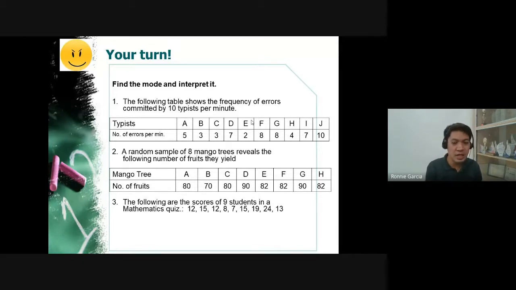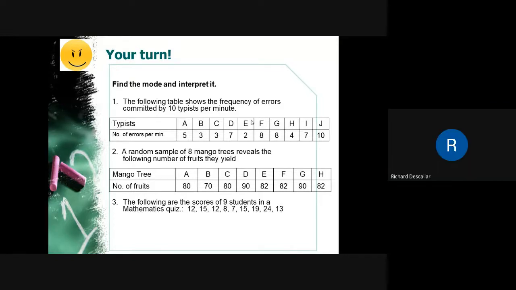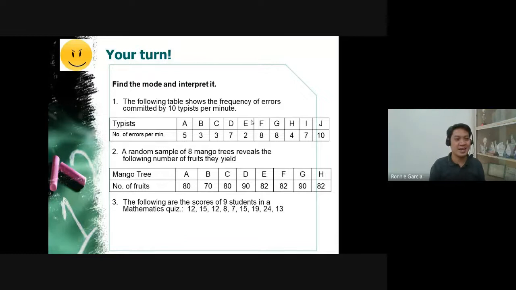How about number 3? 12, 15, 12, 8, 7, 15, 19, 24, 30. 12 and 15. So, based sa chat box, si Gato ang una naghatag. So, it's very easy. Mean, median, and mode.